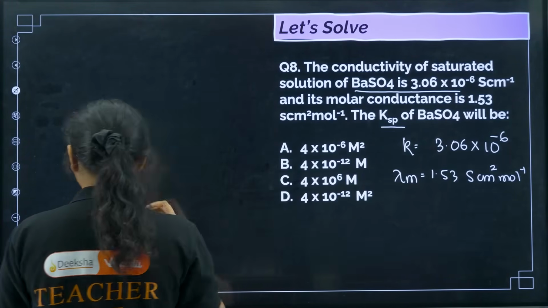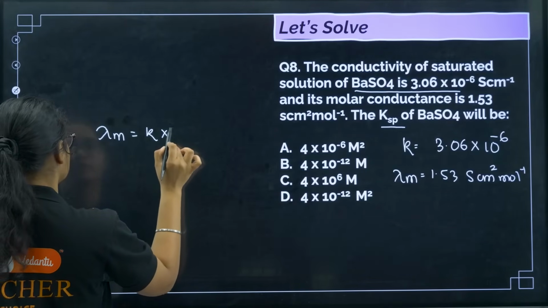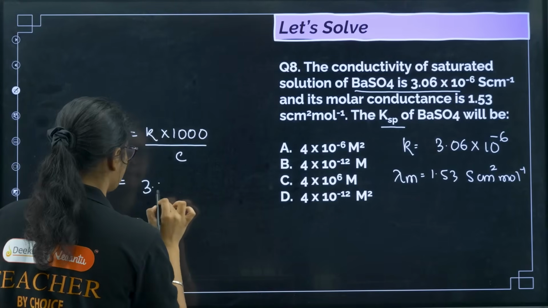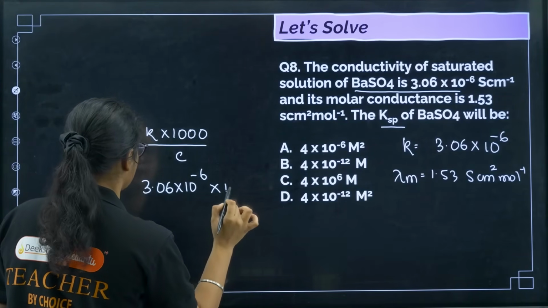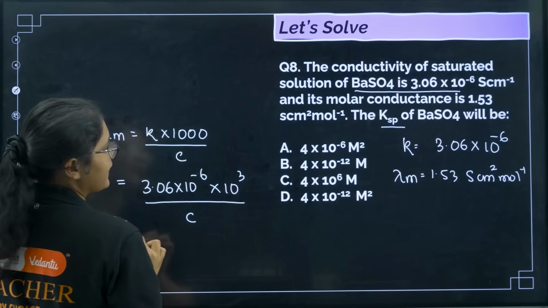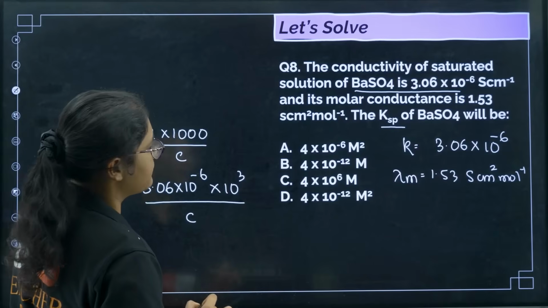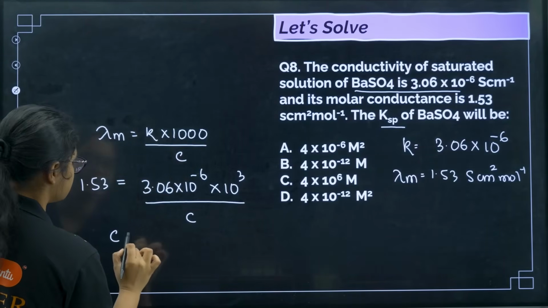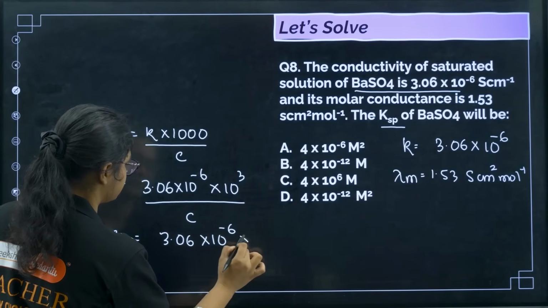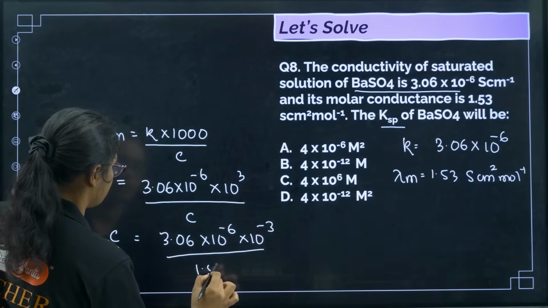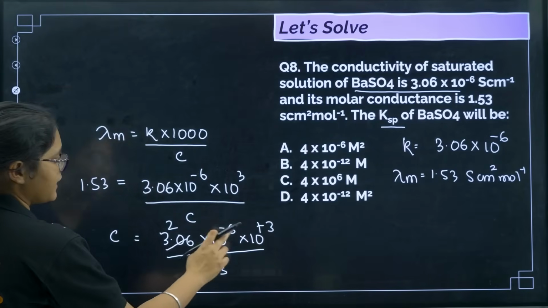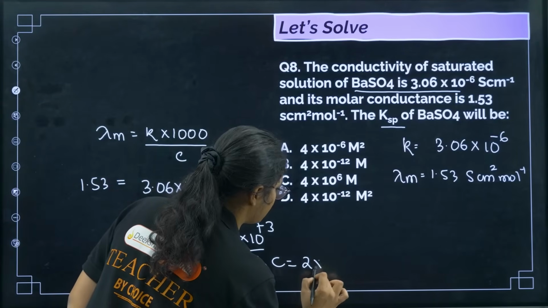First of all, we can find that lambda m is equal to kappa into 1000 by C. What is the value of kappa? It is 3.06 into 10 to the power of minus 6 into 10 to the power of 3 divided by C, and C we have to find. This is 1.53. If I calculate, I get 3.06 into 10 to the power of minus 6 into 10 to the power of 3 by 1.53, so it is 2 times, right? So this C I can get is 2 into 10 to the power of minus 3.